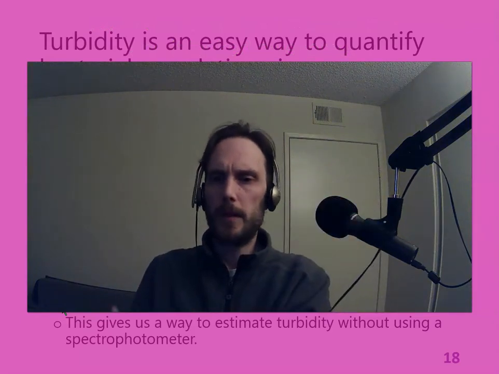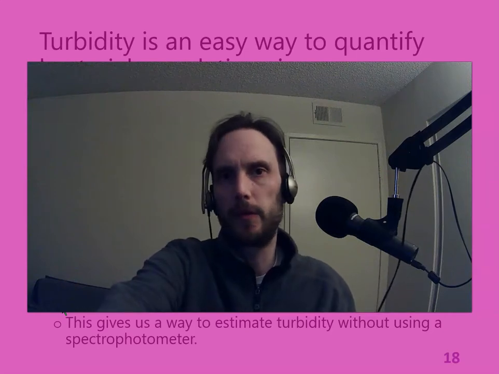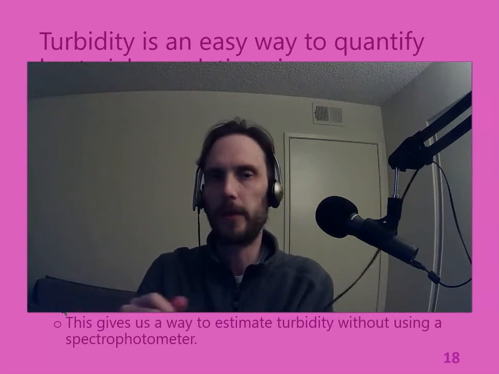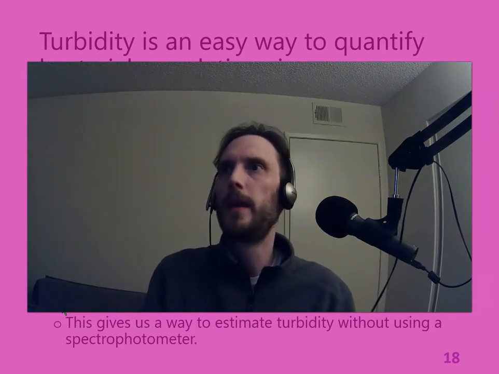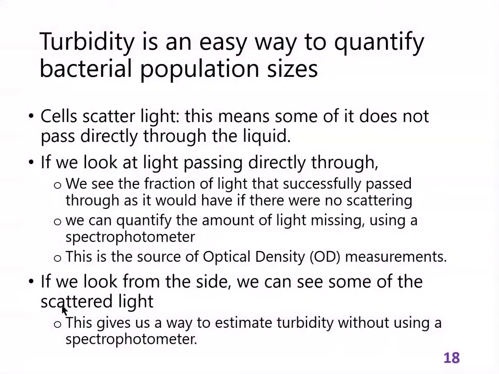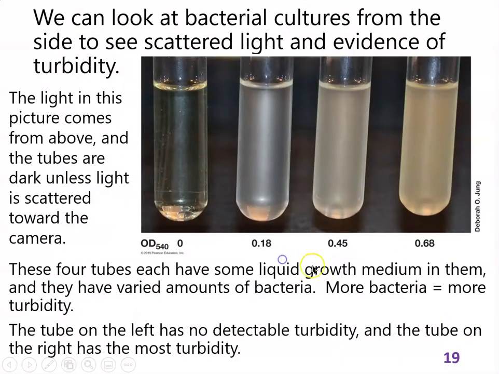So we use this trick in the laboratory to figure out whether cells are growing in our media or not. We hold it up to a light indirectly and see whether it glows. And that is what I'm showing on the next slide. These are test tubes with different amounts of bacteria, and they're illuminated probably either from the side or from above. I don't know where the light is coming from, but it's definitely not directly pointed at you. And so these are glowing because part of the light is scattered towards you.